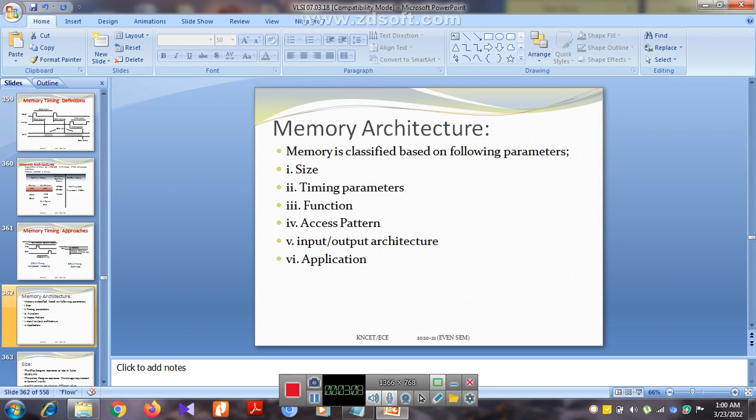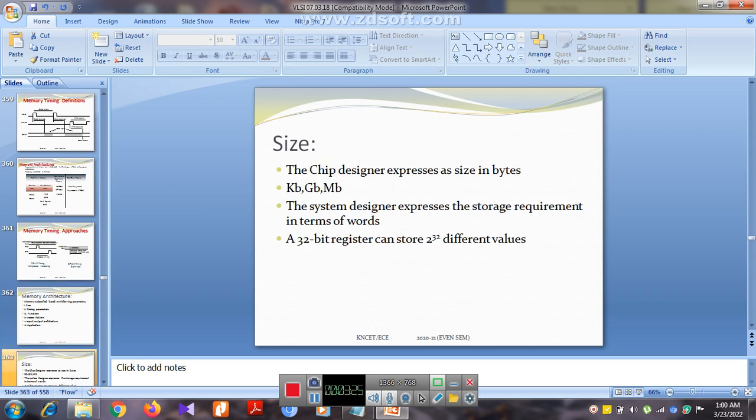First one, size. Second, timing parameters, functions, access pattern, input-output architecture, and finally the applications. The first parameter we are going to discuss is size. In memory architecture, the chip designer expresses the size in bytes, say kilobyte, megabyte, gigabyte. So we can tell how much memory you are using in a particular chip.